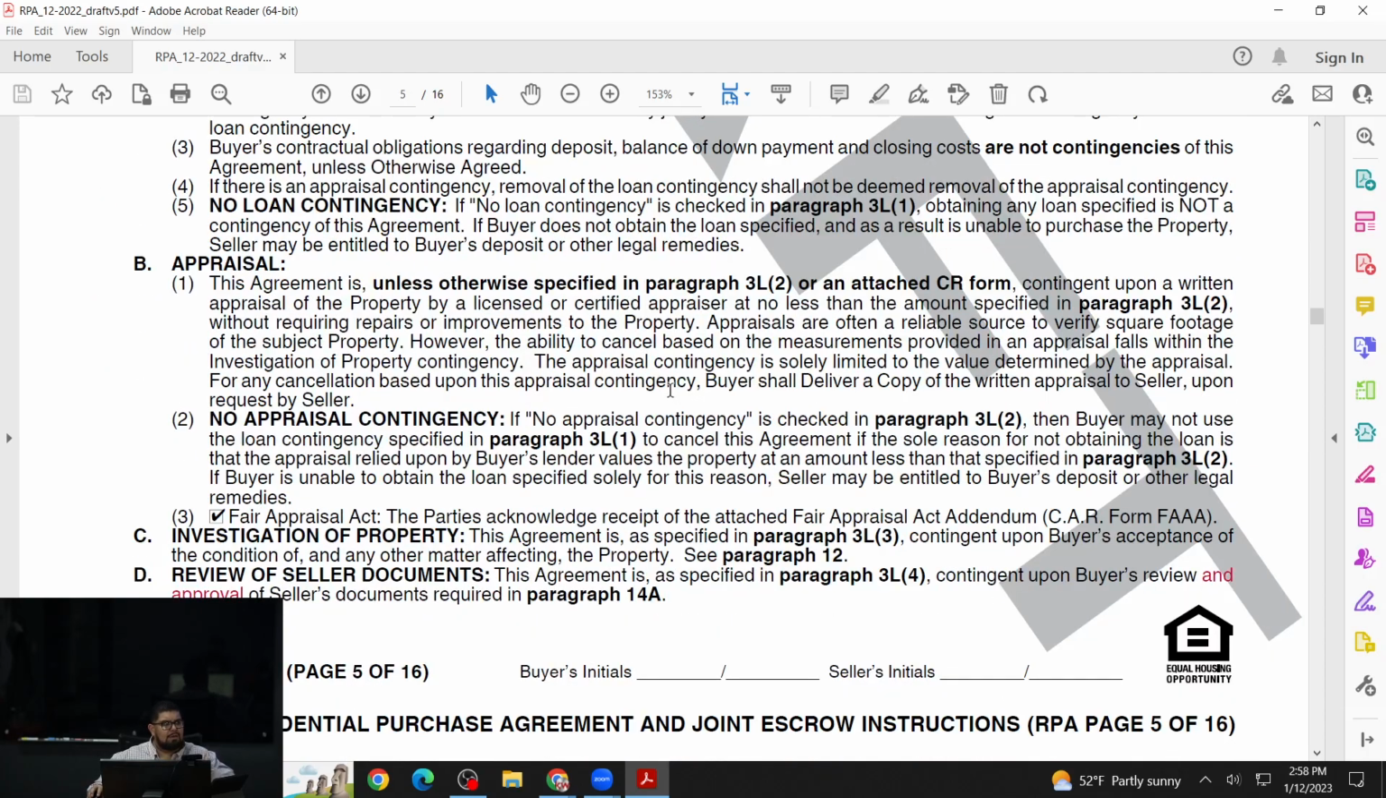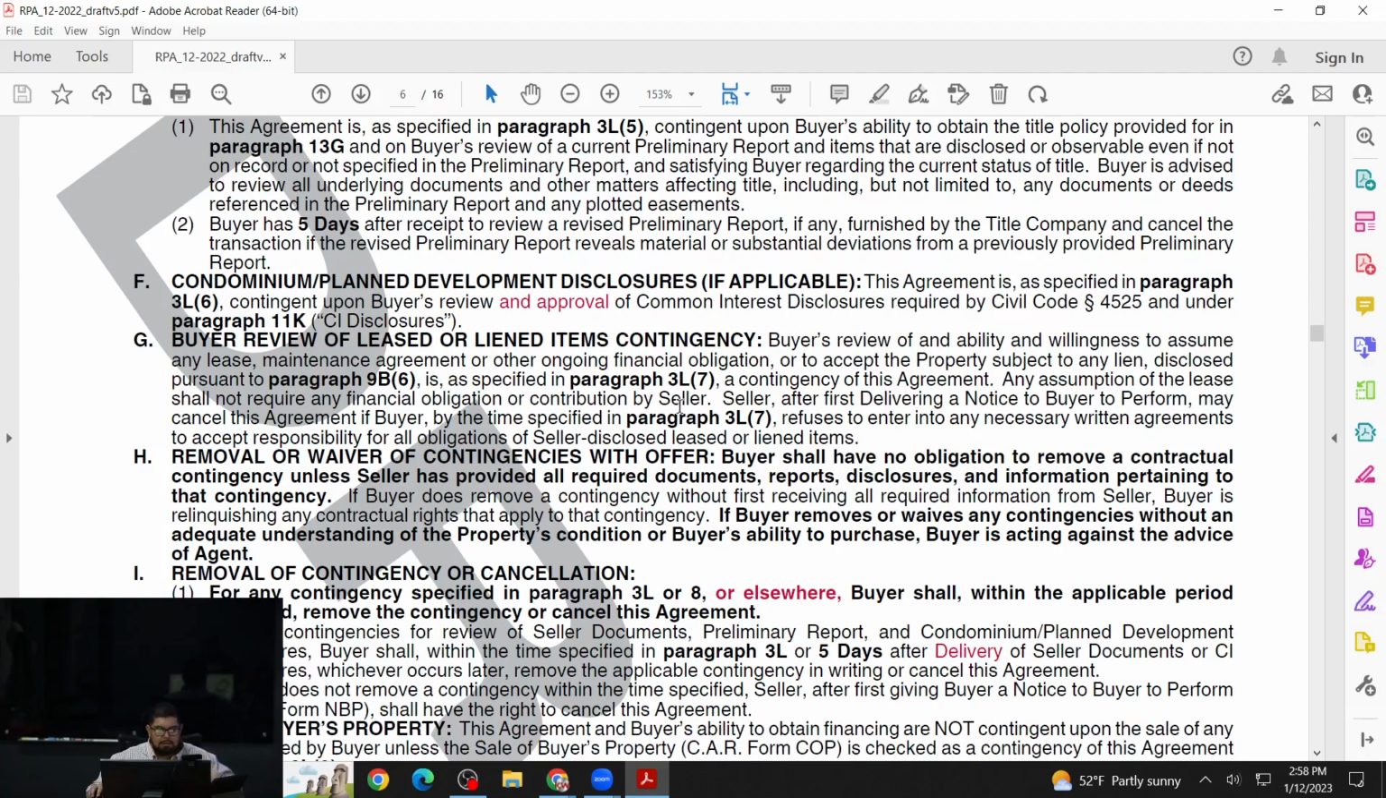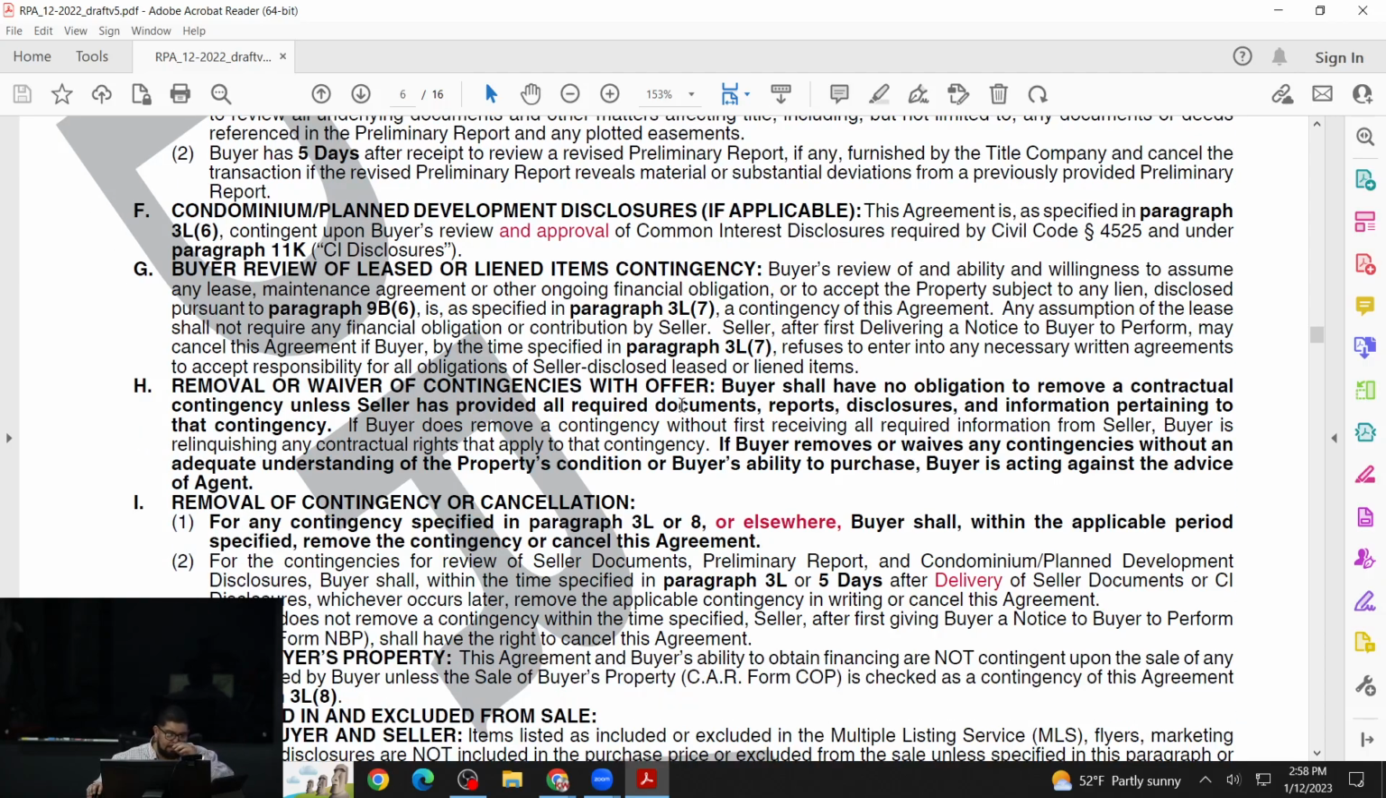And we'll continue on the rest of it next week, because, again, you guys have got to read it. Remove a contingency cancellation for any contingency specified in paragraph 3L or 8, which are the contingencies we were just seeing, or elsewhere. What does this mean? Remember, there is an insurance contingency integrated into this contract now that is not specified in the grid. So, what is that insurance contingency for?